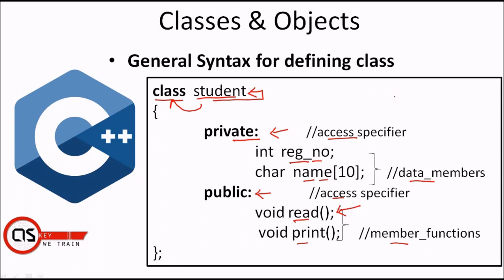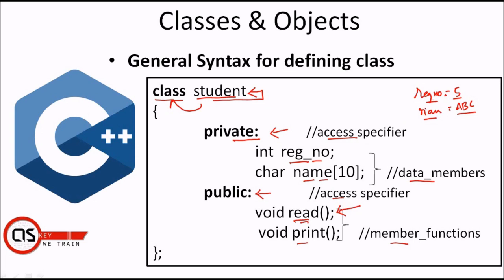Say for example, I have to give a register number as 5 and let the name of a student be ABC. If I would like to read the register number as 5 and the name of a student as ABC, I am going to invoke a member function called read that helps me to read the register number and name for a student.